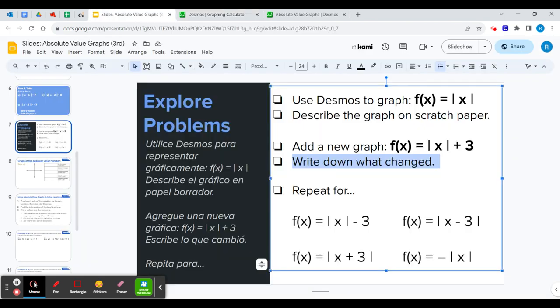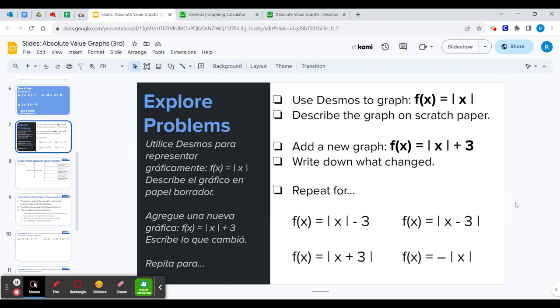So you'll repeat that process for the rest of these graphs here. X minus 3, x minus 3 inside our absolute value, x plus 3 inside our absolute value. And of course, we want to see what the negative looks like as well. Once you've done that, go ahead and pause your screen right now, unpause it once you've done it, and come back and we'll jump into the notes here to formalize what we learned.